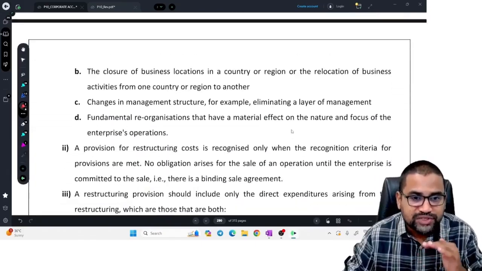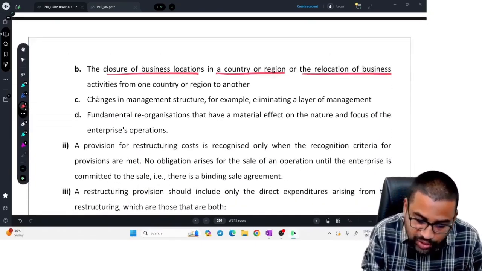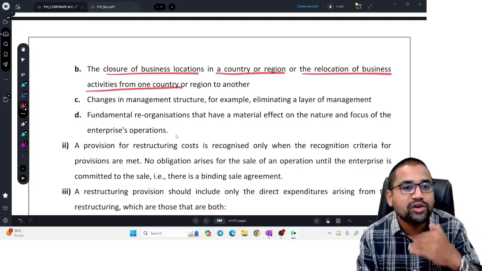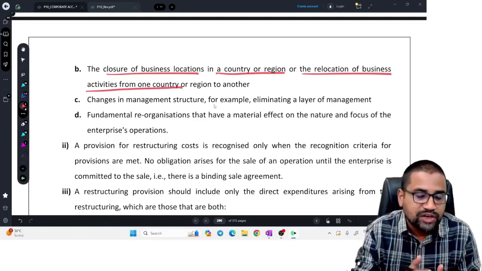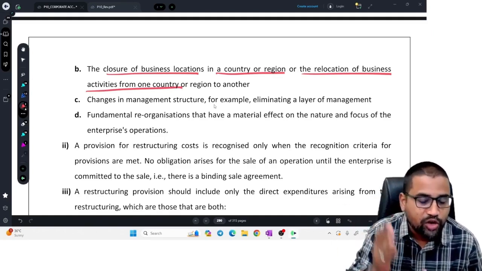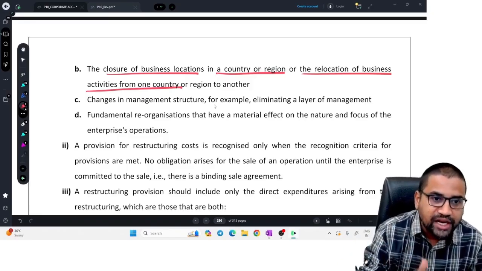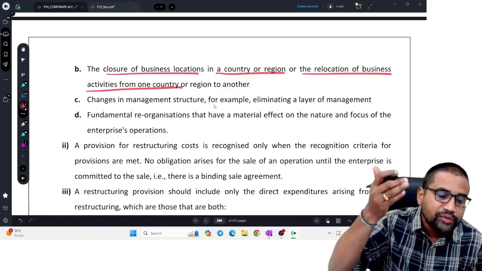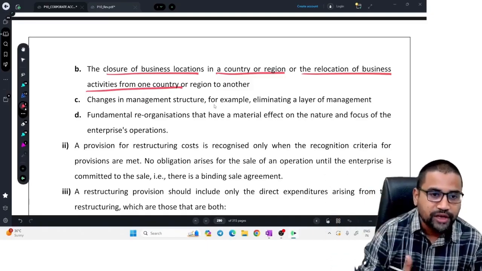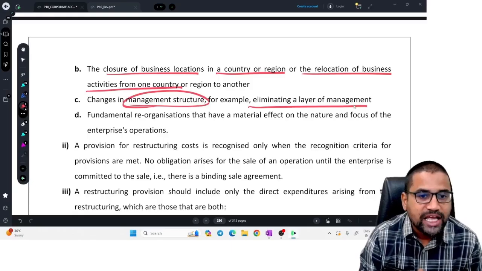Suppose one of our businesses we are selling, or closure of business locations in a country or region, or the relocation of business activity from one country or region to another. Suppose we are doing business in USA, so we are closing our operations in USA. Or we are relocating business activities from one country or region to another. For example, we are shifting from South India to North India. Or changing the management structure, for example, eliminating a layer of management.